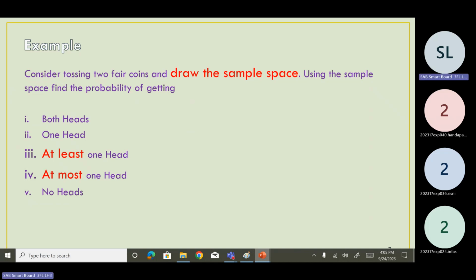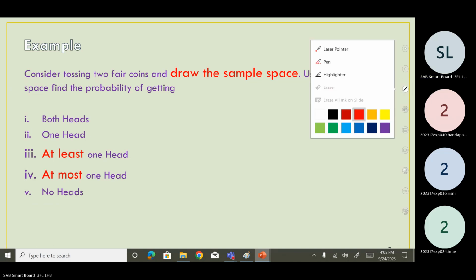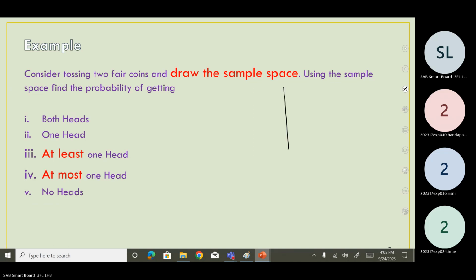So how to draw first? 2 coins we are tossing. We can take a 2D diagram. Along the x-axis, we can take the first coin outcome. Along the y-axis, we can take the second coin outcome. If you want, you can interchange these two. First coin, what are the possibilities? Head is possible, tail is possible. In the second coin also, head is possible, tail is possible. So first coin head, second coin head, possible. First coin head, second coin tail, possible. First coin tail, second coin head, possible. Tail, tail, possible. So that is the representation of the sample space.